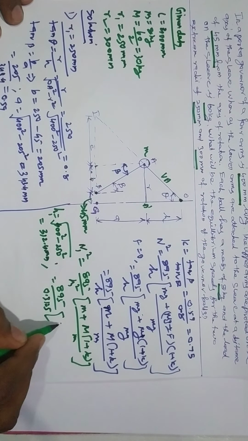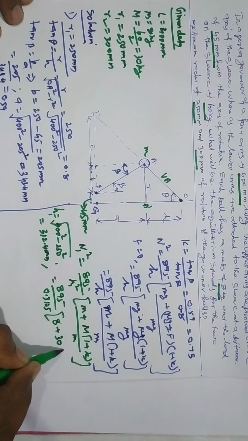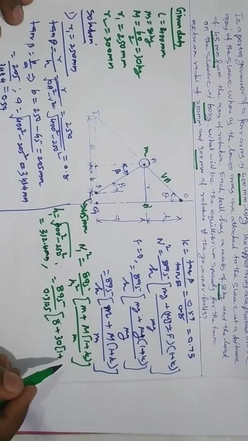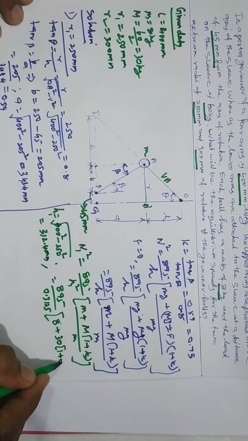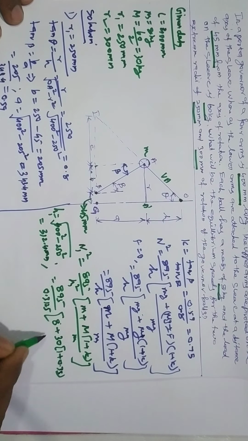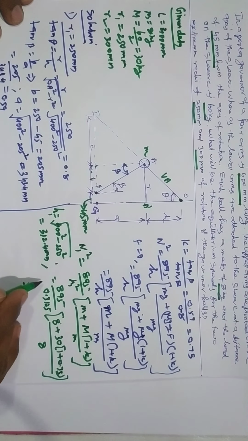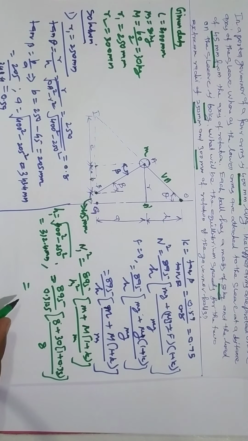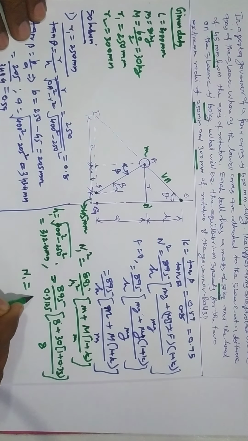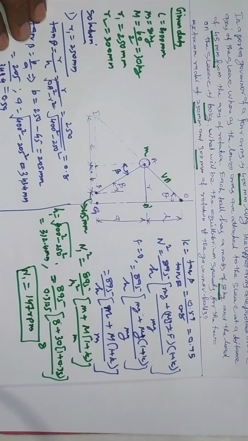Now substitute in this equation: 895 divided by 0.3125, into small m 8 plus capital M 30, into 1 plus k value. You know that k value is 0.75, right? So divided by small m 8. Finally you are getting the answer: n1 equal to 147 rpm. So 147 rpm you are getting.